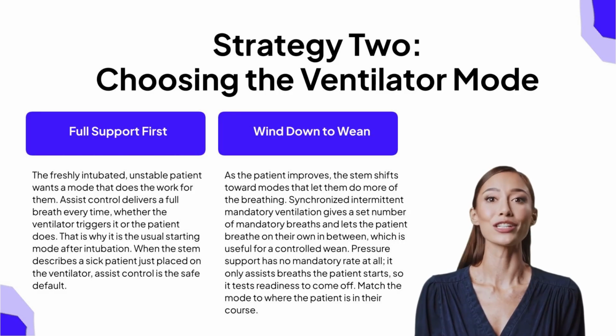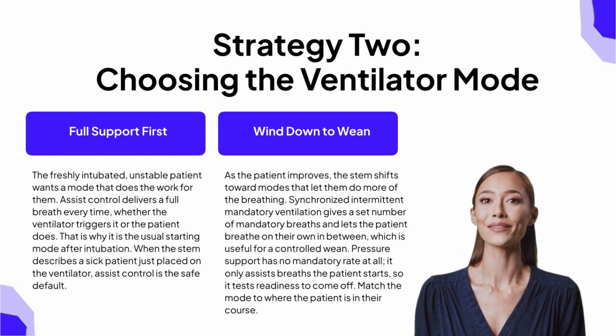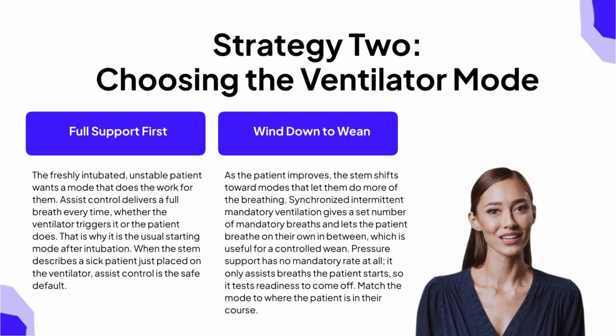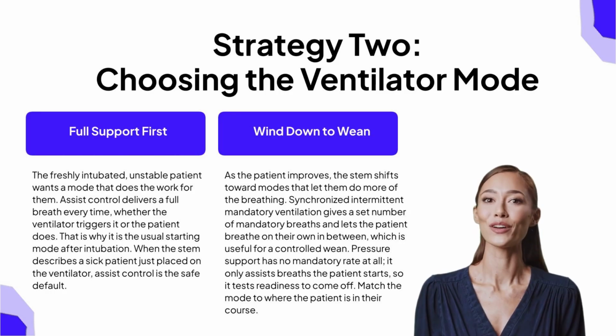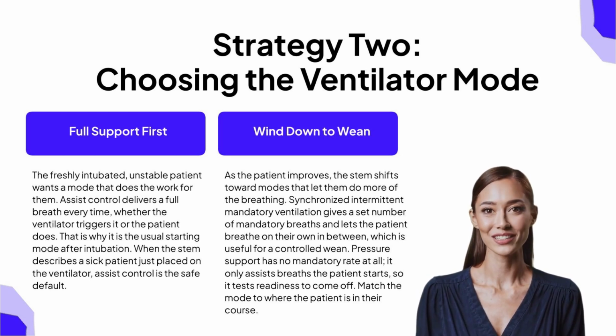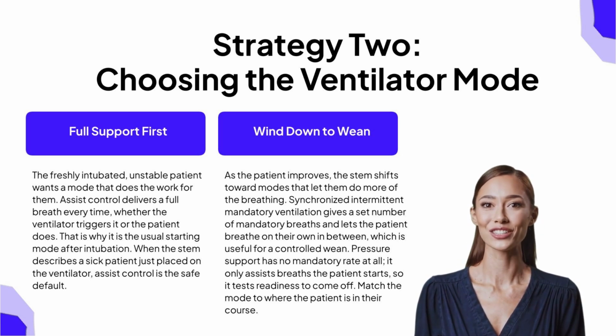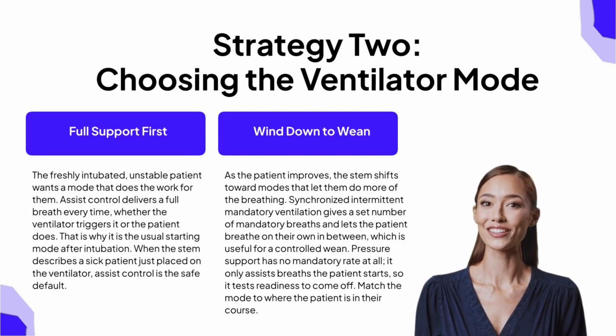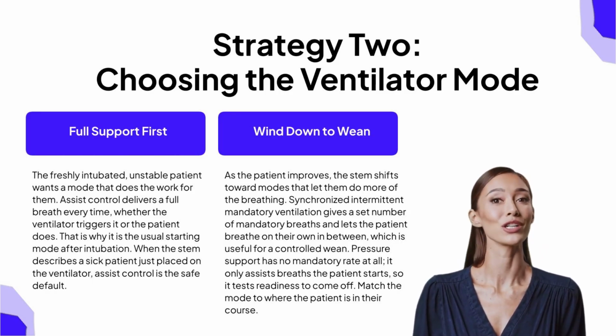As the patient gets better, the questions move toward weaning modes. Synchronized intermittent mandatory ventilation delivers a set number of mandatory breaths and then lets the patient take their own breaths in between, so it is handy for a gradual, controlled wean. Pressure support has no mandatory rate at all. It only boosts the breaths the patient initiates, so it leans entirely on the patient's own drive and is used to test whether they are ready to come off. So when you see a mode question, simply ask where in the course this patient is. Just intubated and unstable points to assist control, improving and weaning points to synchronized intermittent mandatory ventilation or pressure support.